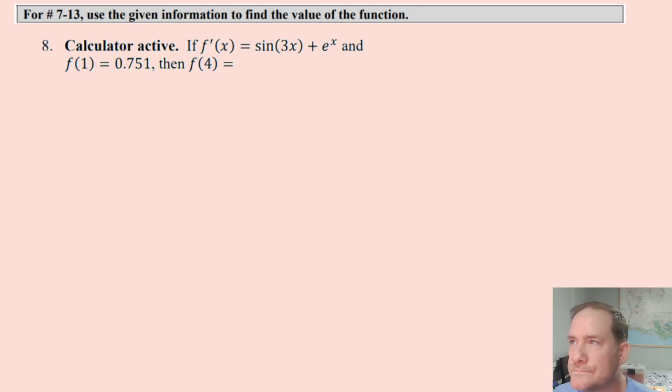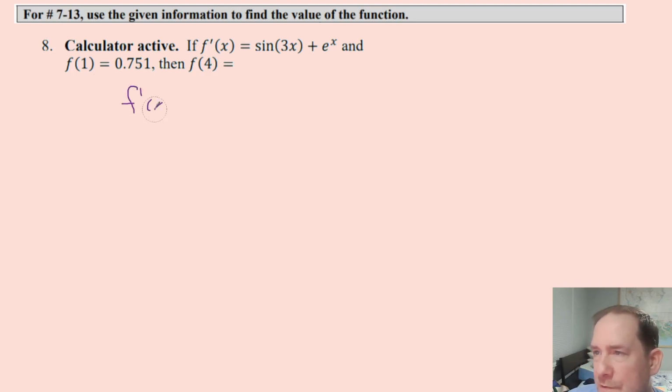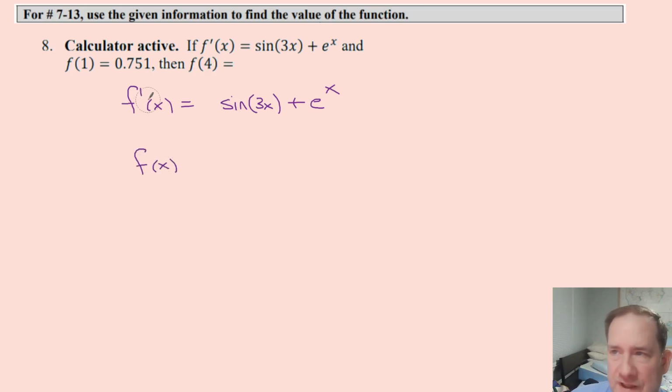8. Is this the same kind of deal? If the derivative of f is this function and f of 1 equals this number, then f of 4 equals what number? This is the same basic function. If you're being told that f prime is the sine of 3x plus e to the x, and they're asking you questions about plain old f, what operation is going to get you from f prime to f? Well, you're going against the derivative, so you're anti-differentiating. This is integration.